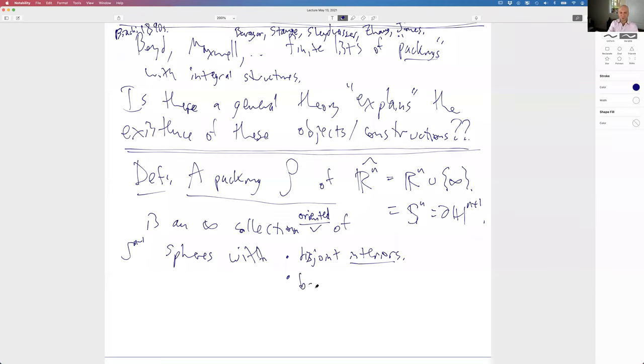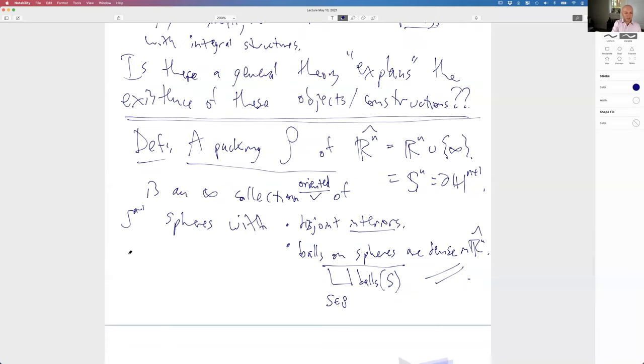The balls bounded by the spheres, the set of balls, are dense in R^n. In other words, if I take all of the spheres in the packing and the balls that the spheres generate, these will have closure equal to all of R^n. So there's no space missing. All right, and again, a packing P is integral if every sphere in the packing has integer bend. The bend of the sphere is an integer.